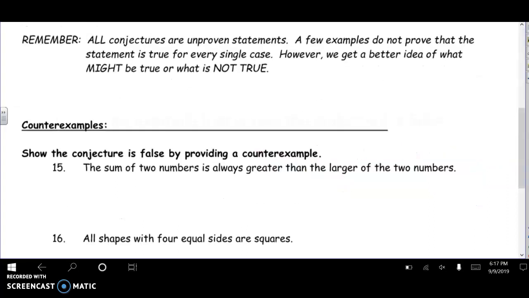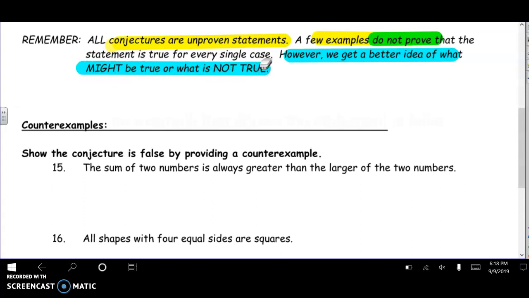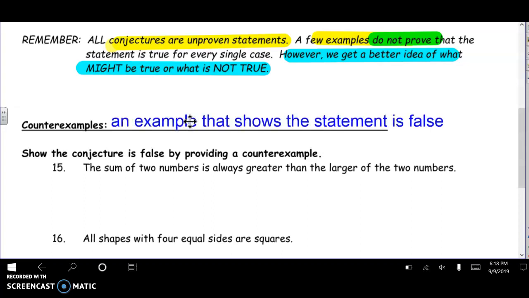It's important that we take time to note that conjectures are not proven statements. Just because we have a few examples does not prove that something is true for every case. It just worked for the ones that we tried. However, it does give us a better idea of what might really be true, or it tells us what is not true. And that not true is what we're leading into right now, a counterexample. A counterexample is an example that shows the statement is false.